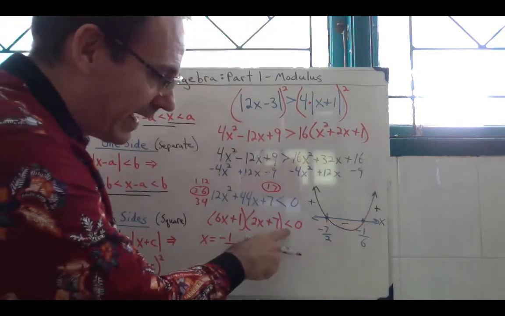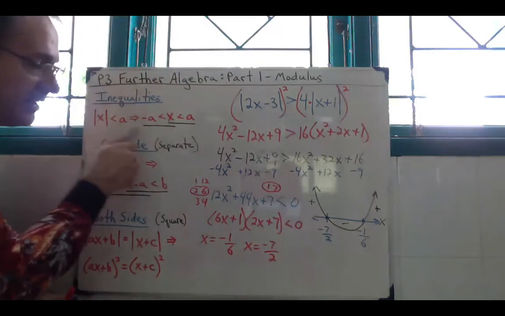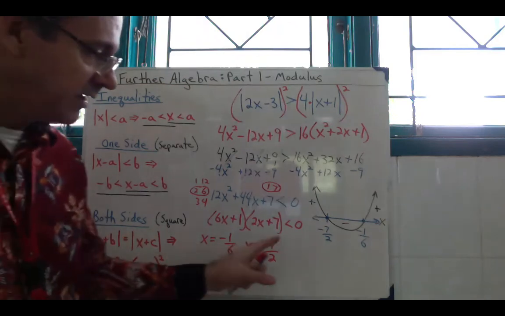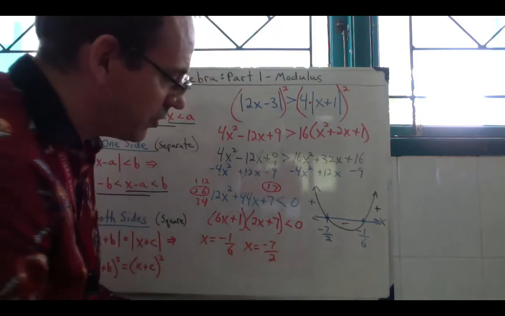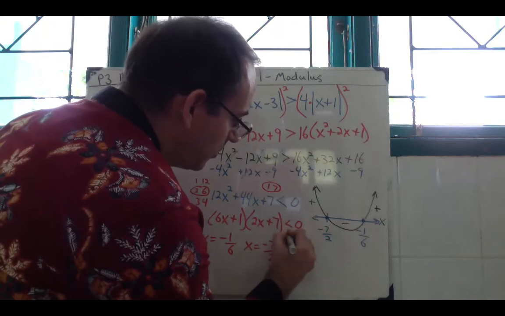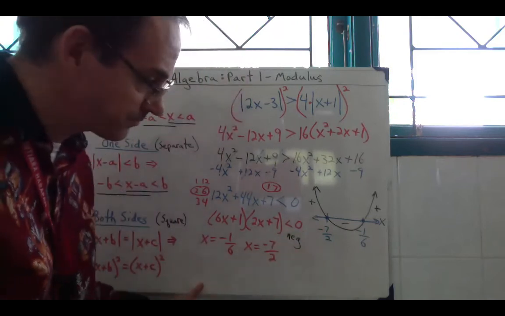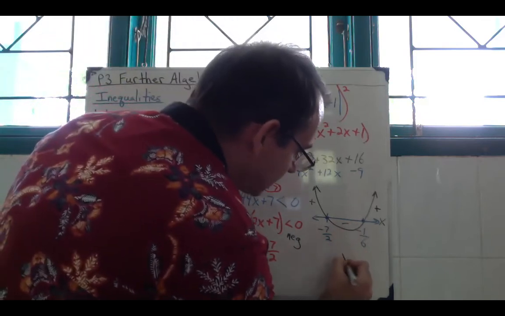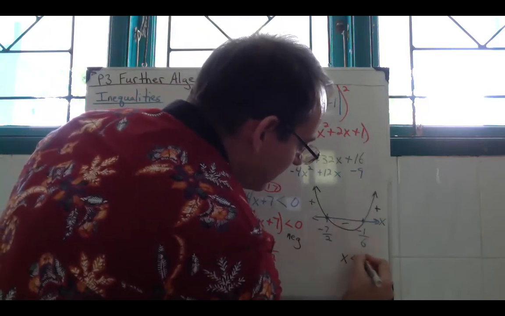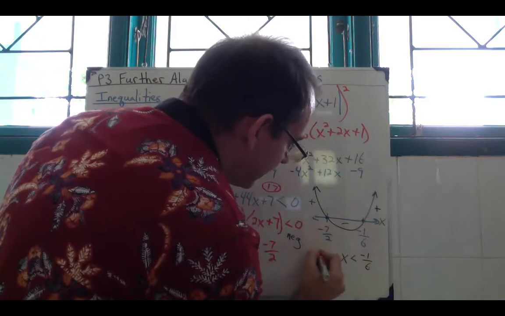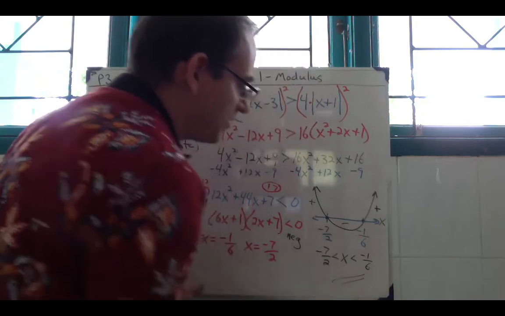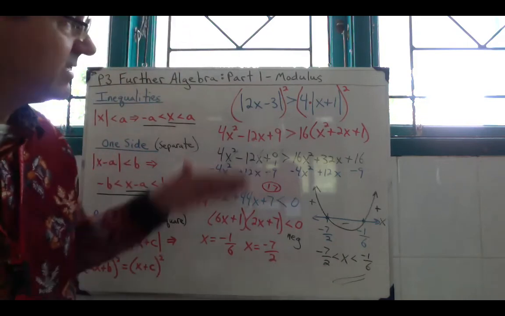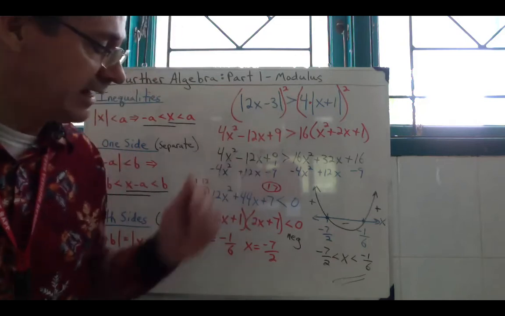So what we want to do is go back to the inequality. Remember, we said that we need to deal with the inequalities. Well, when you do the method of squaring both sides, you deal with the inequality at the end. So this is a less than 0. Less than 0 means we want the negative section. The negative section is right here in between those two values. So that means our x is here in the middle. So it is less than negative 1/6, and it is greater than negative 7/2. And this then is our inequality statement, our set of values that satisfy this modulus inequality.